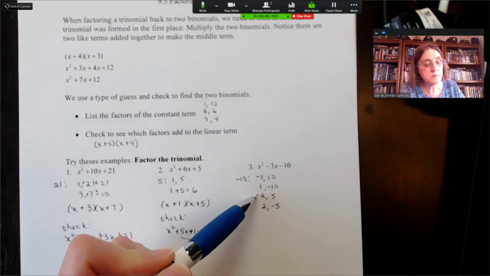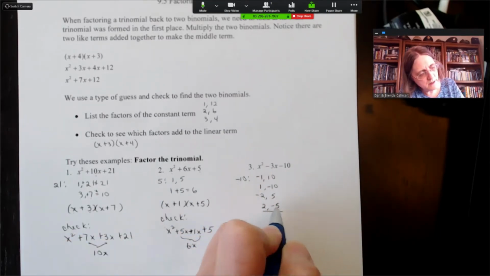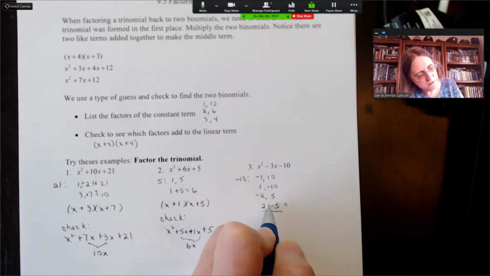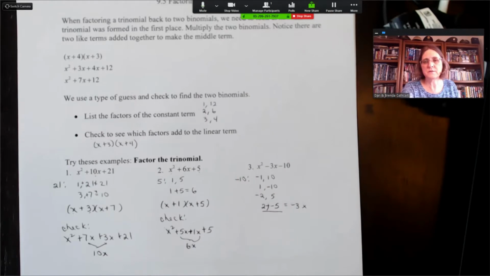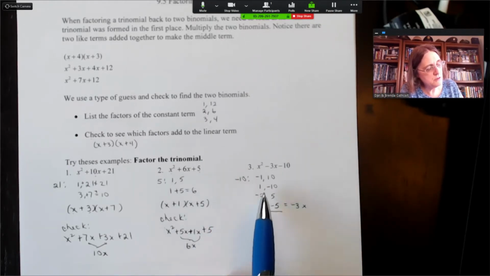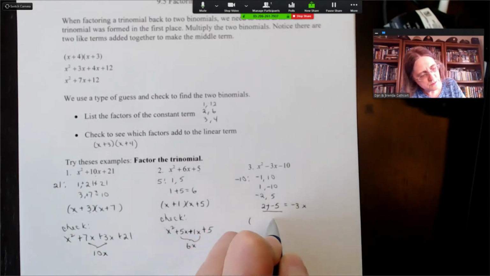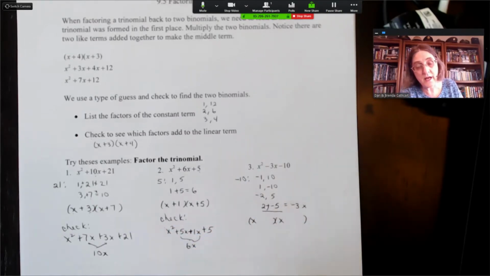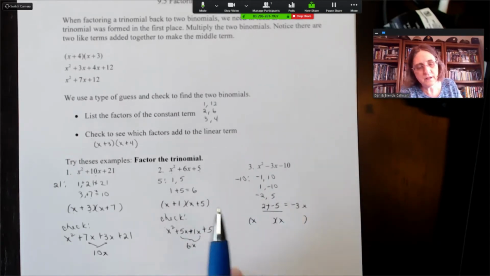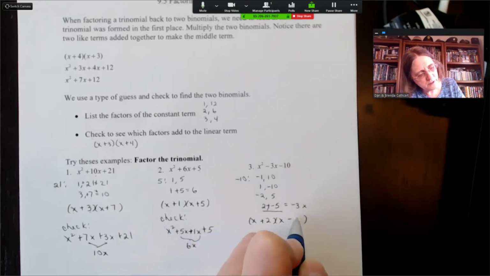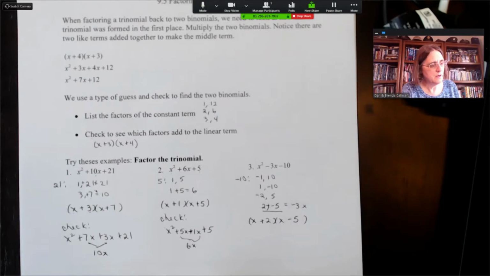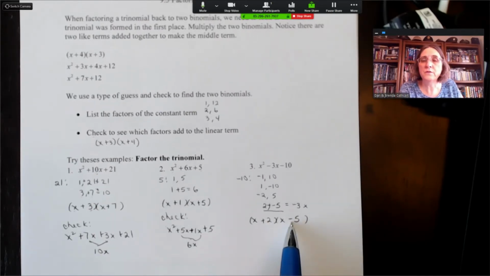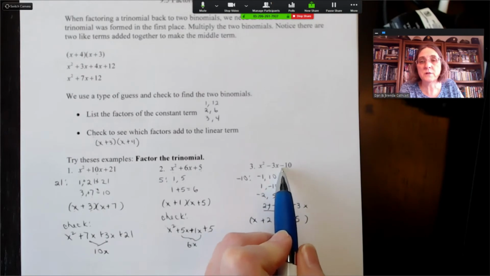So as I look at these pairs of factors, this pair is the one, when I add these two together, I get negative 3x. So the factors that I want to use to multiply to my last term are going to be 2 and negative 5. Let's write our two binomials. To get x squared is x times x. To get negative 10, we want to use 2 and negative 5, so plus 2 minus 5. Notice that one factor is positive, one factor is negative whenever our last term is negative.